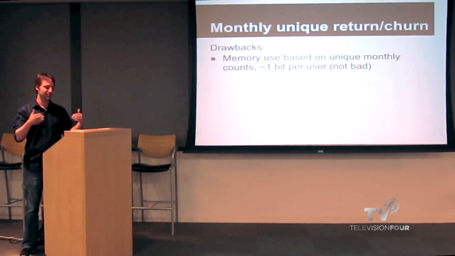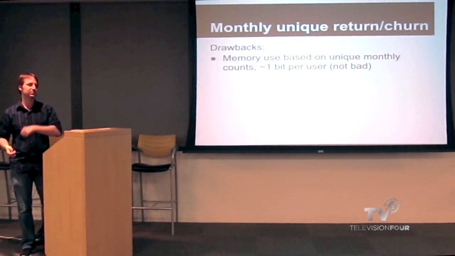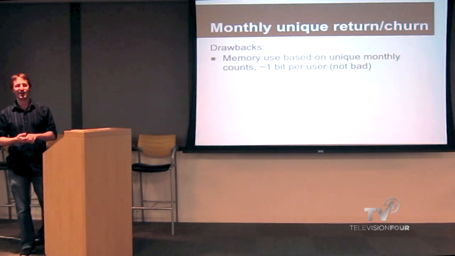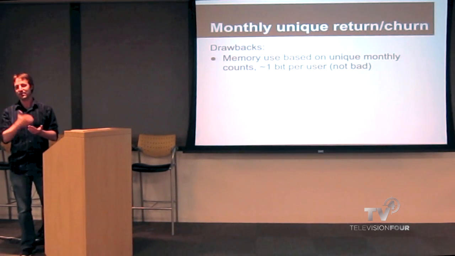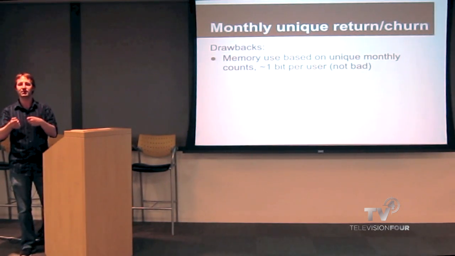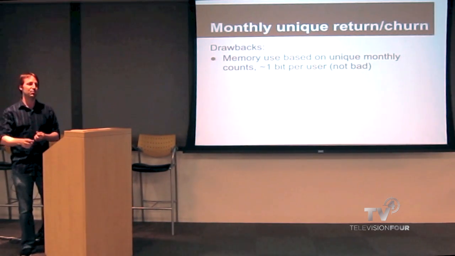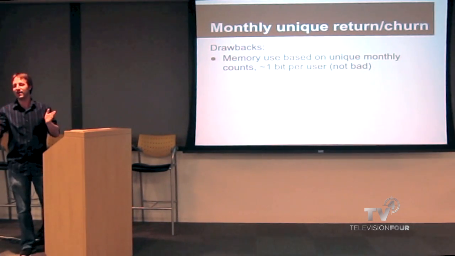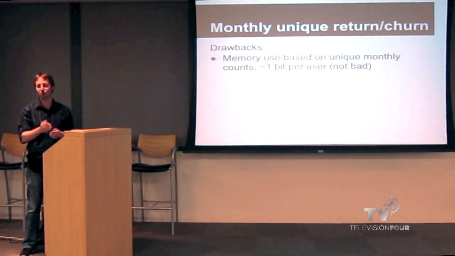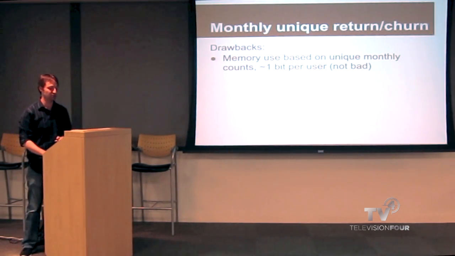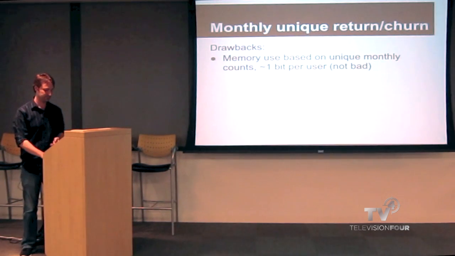Well, it turns out that memory use is based on unique monthly counts from last month. And it comes out to about 1 bit per user. And I say about 1 bit per user because typically web requests where you might count these things could come in concurrently. And so you may generate multiple IDs on a single request. And so maybe the ID space for this month goes up a little bit faster than the actual number of unique users. But that's not bad.